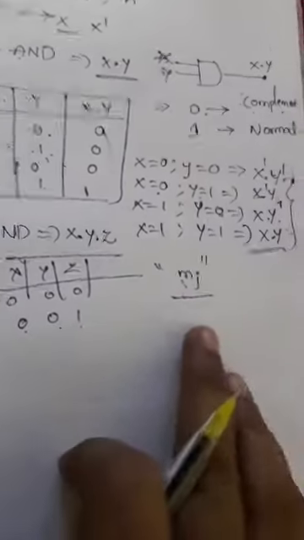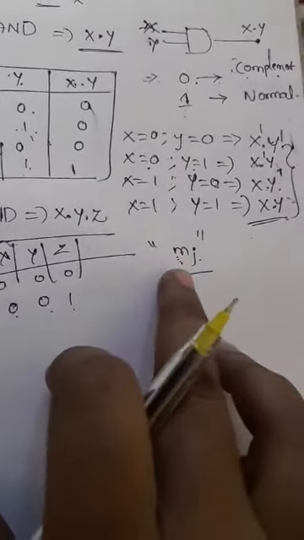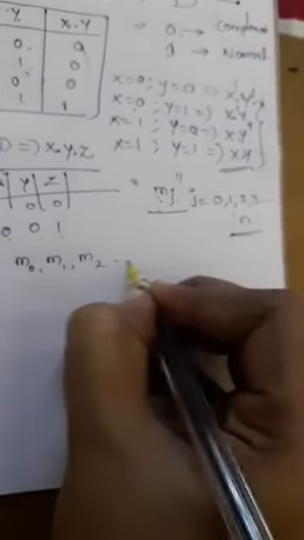Now, what is the symbol for a minterm? Here m is nothing but minterm, and j denotes the decimal equivalent of the binary number. We can substitute j equals 0, 1, 2, 3, and so on up to n variables. Like this, we can represent m0, m1, m2 and so on up to mn.